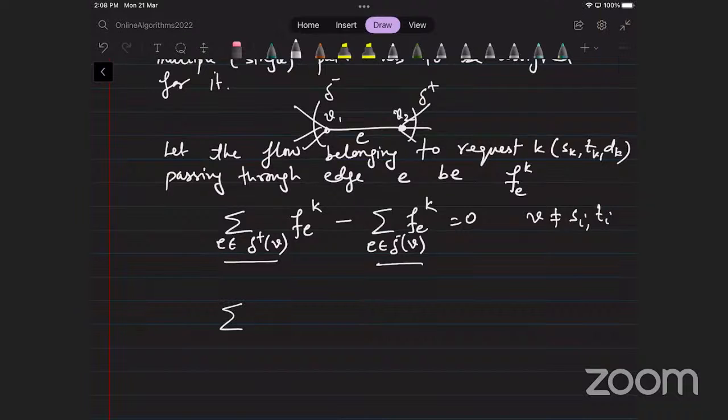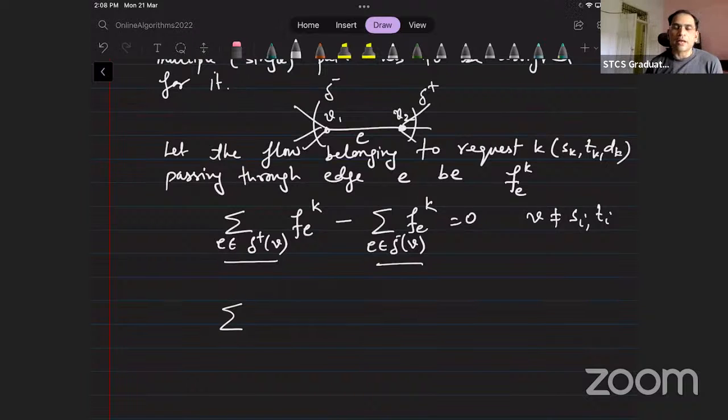Sir, can you repeat once that splittability assumption? So it's not an assumption, it's a modeling thing: can you split the flow going from the source to the destination.